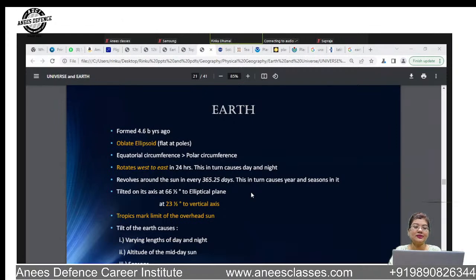So this varying length of day and night, and the fact that we do have seasons, that there is a certain period during the year when the temperatures start to rise and hence you feel the heat, is also due to the tilt of the earth.